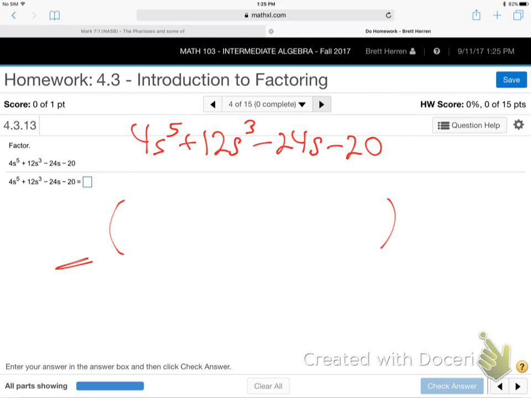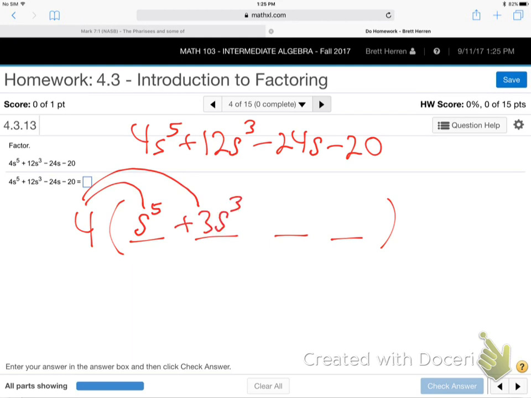So what number goes into all those? 4. And we can't put any letters out front because the 20 at the end doesn't have any letters at all. So there's no letters in common, just the number 4. And then we're going to have 4 things on the inside, right? So 4 times s to the 5th and 4 times plus 3x cubed and 4 times minus 6s.